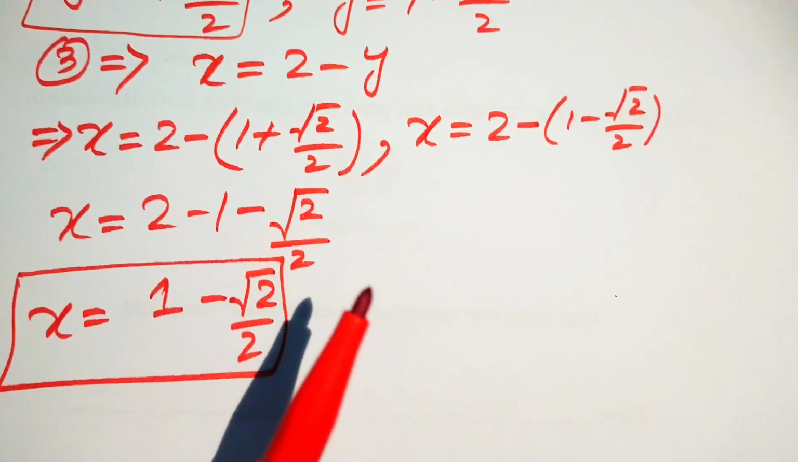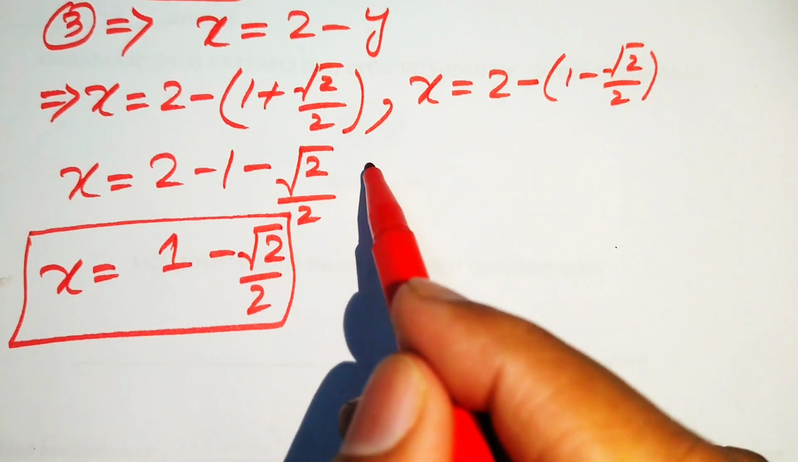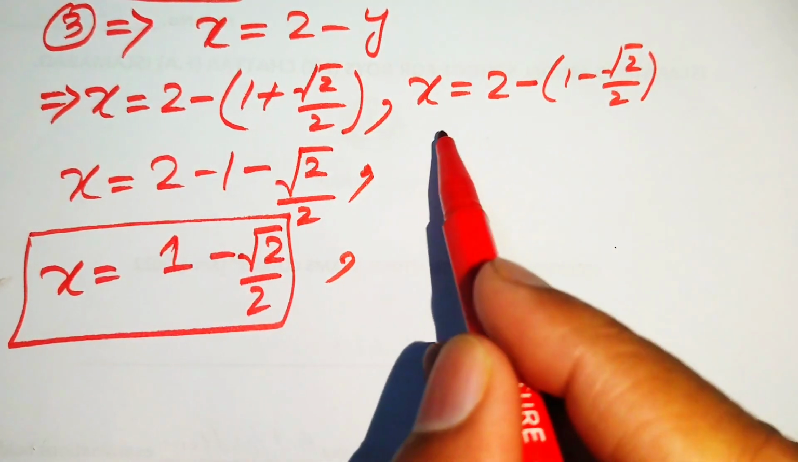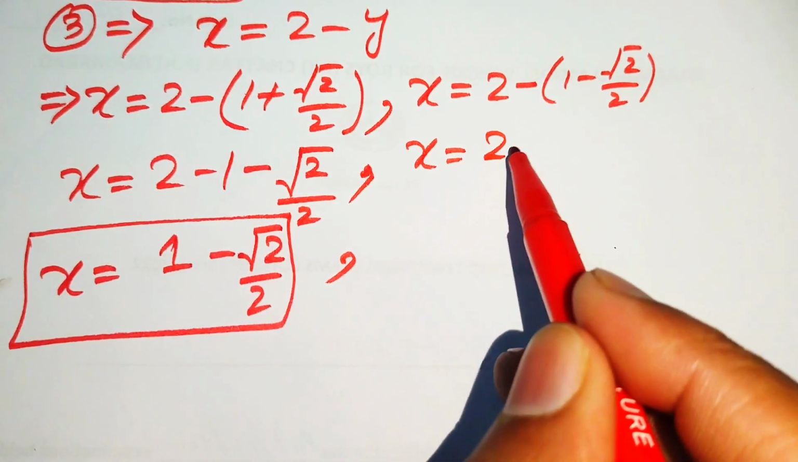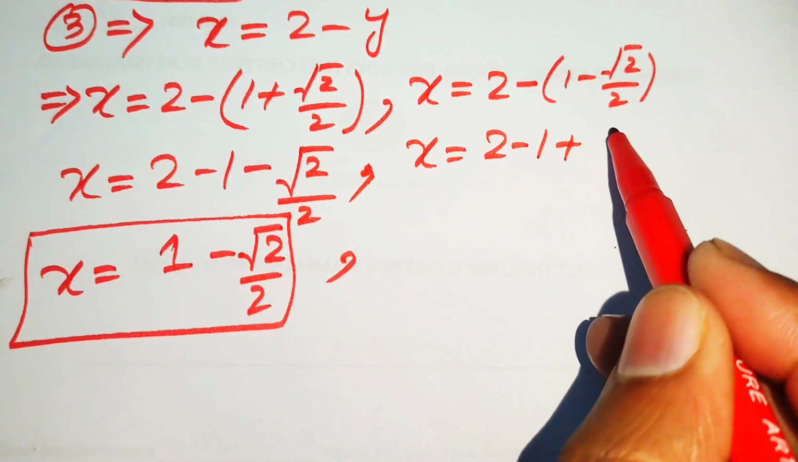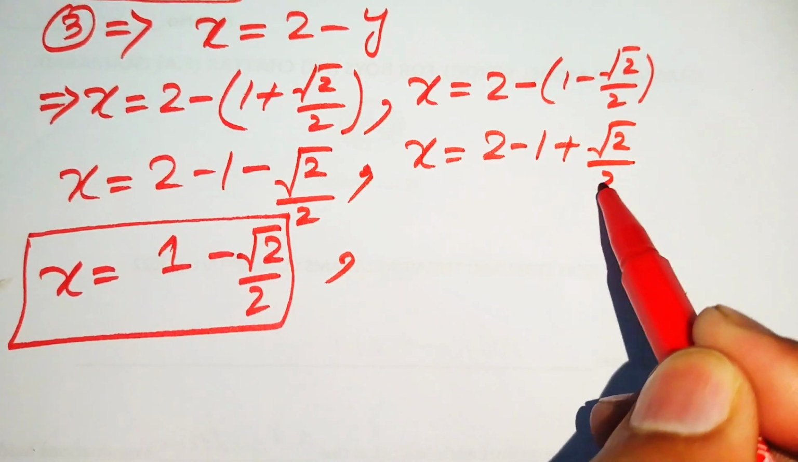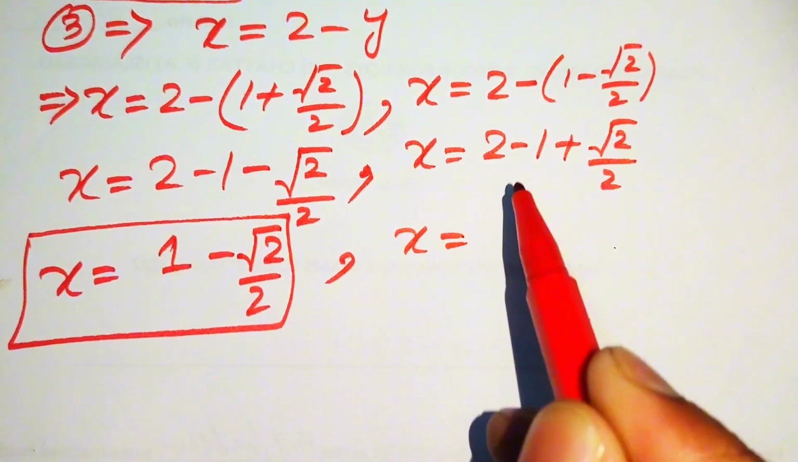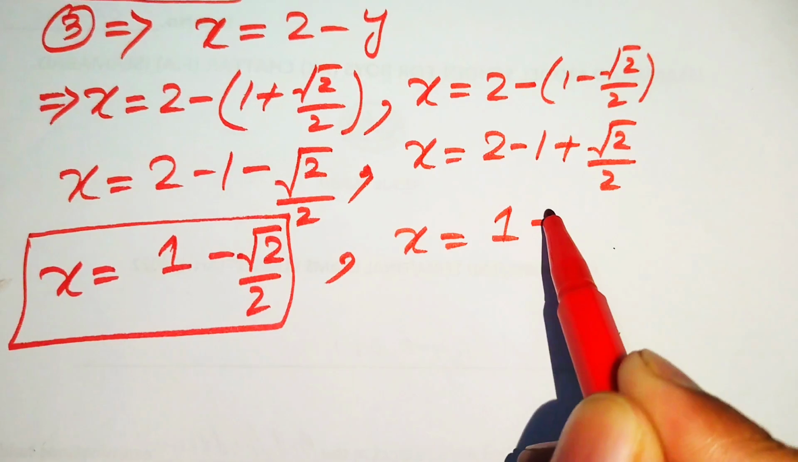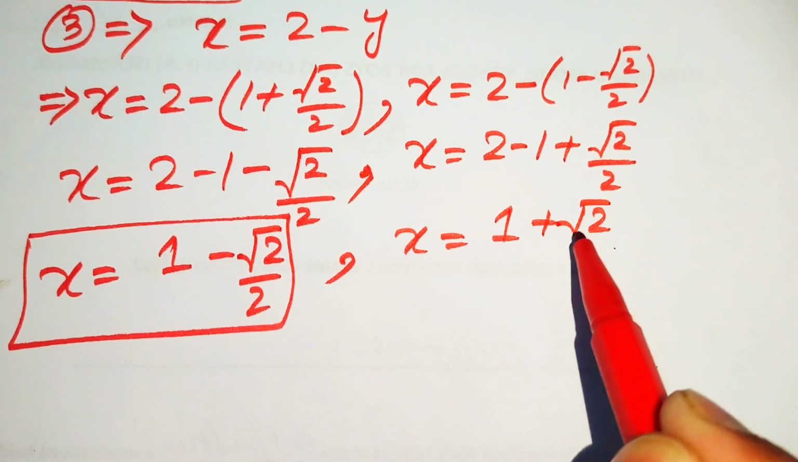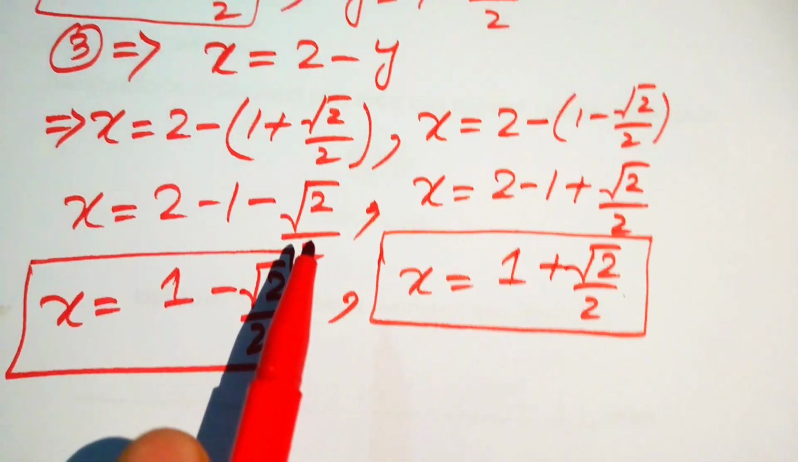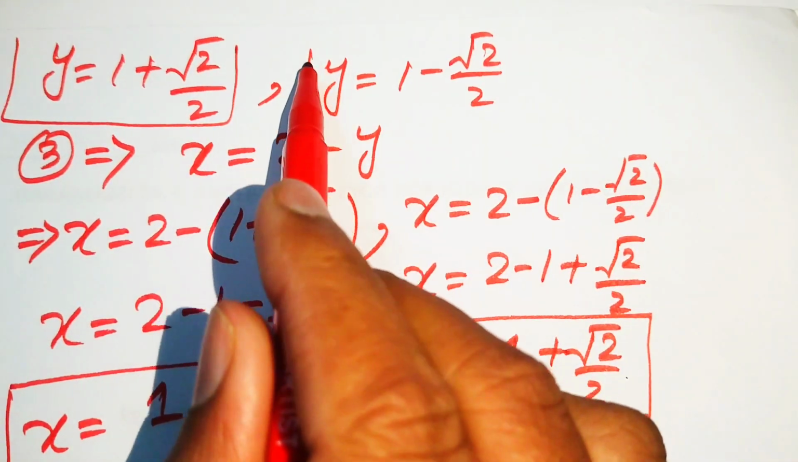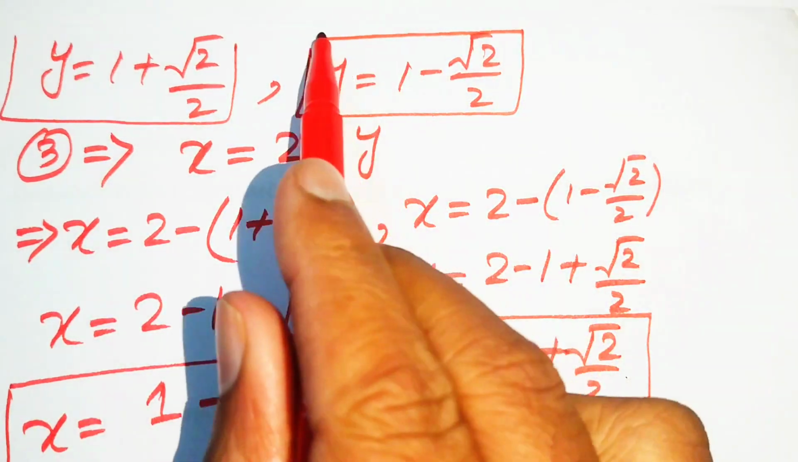Okay, so now we move towards our second case, and in this case here we need simplification. We multiply this negative sign on both of these terms, and it will be written as 2 minus 1 plus square root of 2 over 2, and you get x equals 1 plus square root of 2 divided by 2. So this is the value of x corresponding to this value of y.